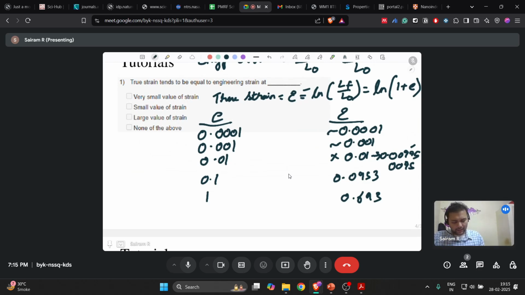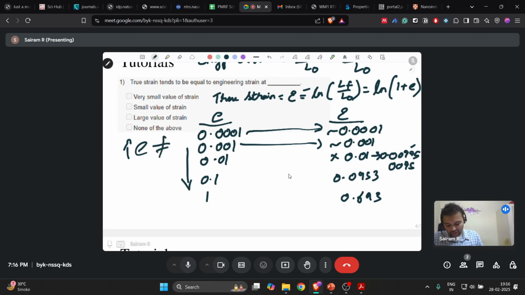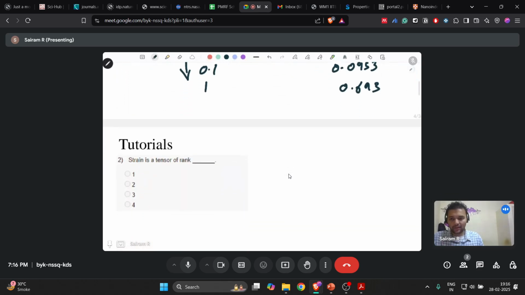So at very low values of engineering strain, the value of true strain tends to be very similar to it. But as we keep increasing the values of e, there seems to be a mismatch with epsilon. Can we say that the value where the true strain tends to be equal to the engineering strain is at very small values of strain? Okay, let's keep moving to the next question.